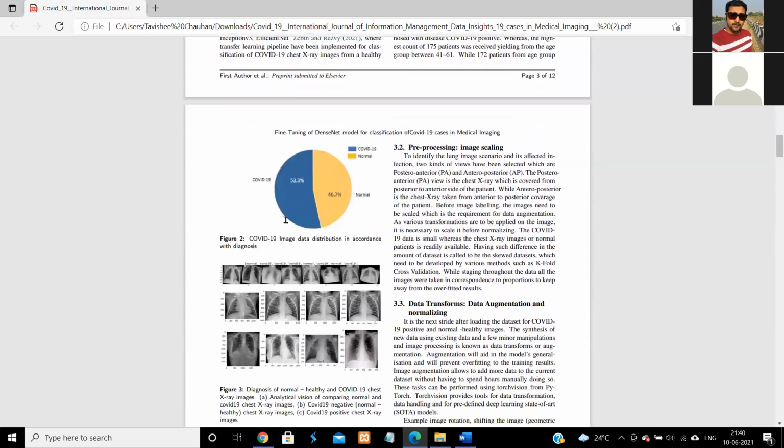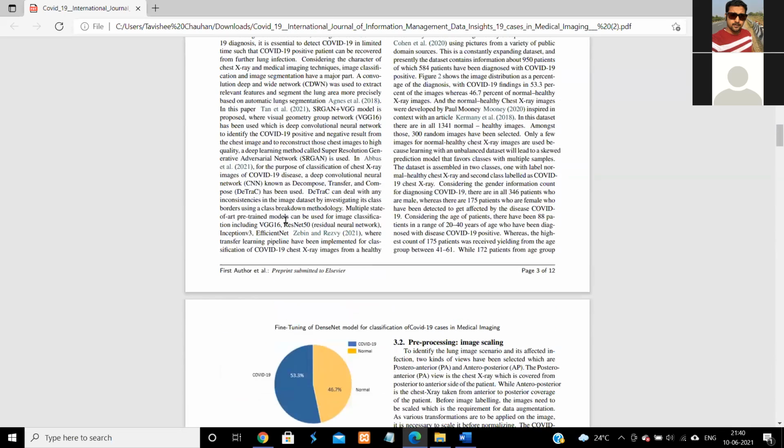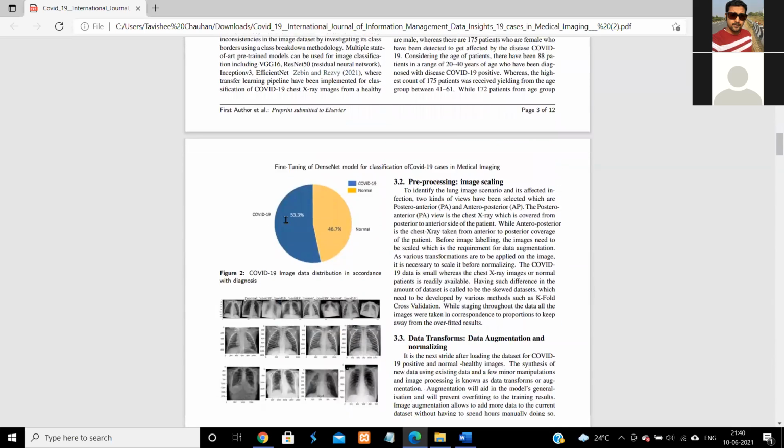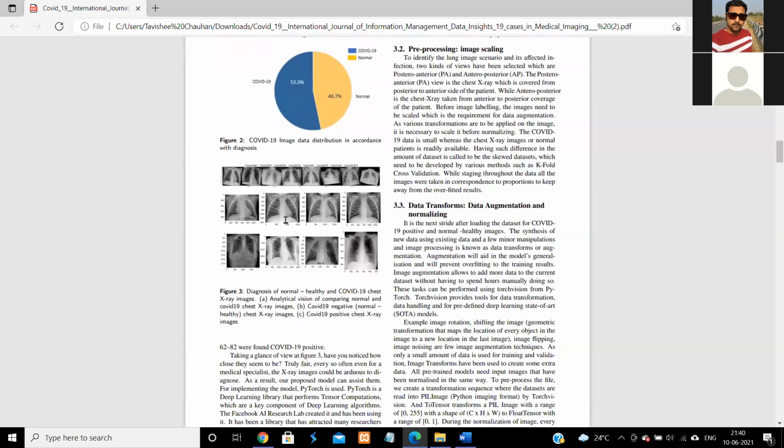After writing about the dataset, the next point is pre-processing, that is image scaling. From here onwards we start describing how we have done the coding, how we have evaluated, and how we have built our model. The first step to build our model was pre-processing, that is image scaling. We have written about what views we have taken while doing the chest X-ray and what we have considered.